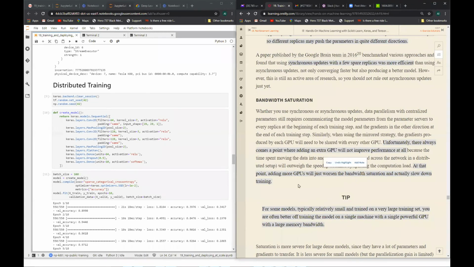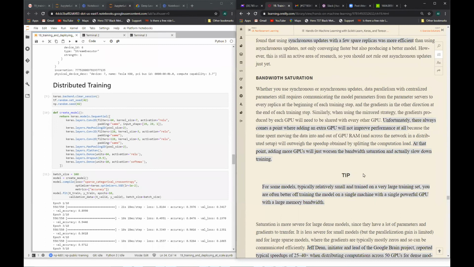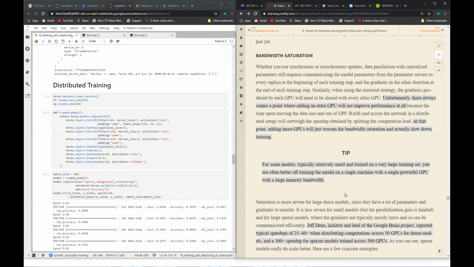So the one problem with this is saturation of bandwidth, right? Because information needs to be moved around and shared. At some point, when you increase GPUs, you might not get an improvement in performance, because you can run into problems like bandwidth saturation, and maybe training is slower, right?